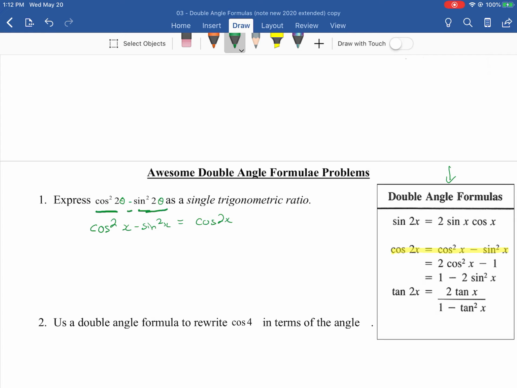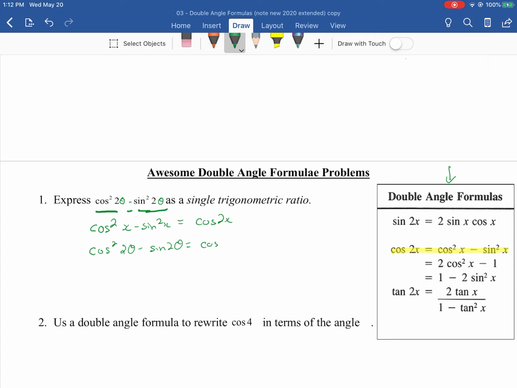So in this particular question, though, it's not cos squared x minus sine squared x. It's cos squared 2 theta minus sine squared 2 theta. So every time I see x, they want me to write 2 theta. So I'm writing cos squared of 2 theta minus sine squared of 2 theta. And that apparently is going to come out to cos of 2x.